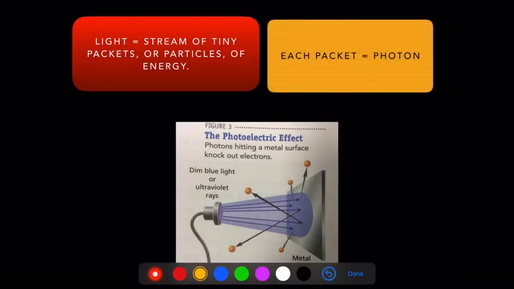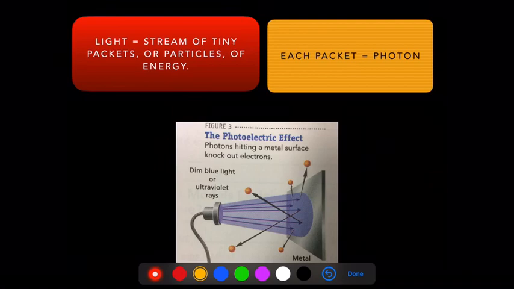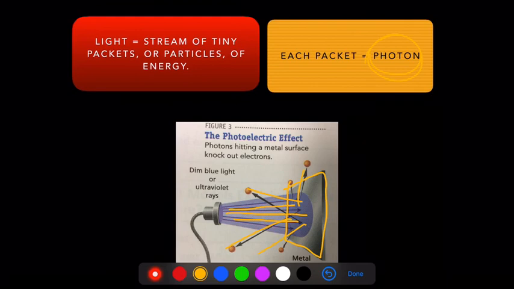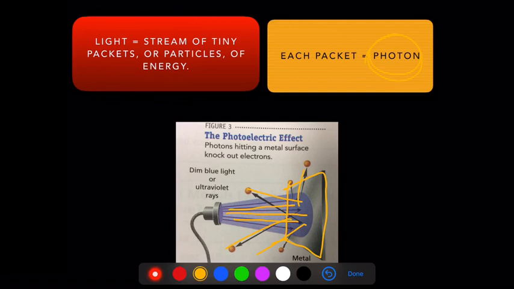Okay, so light is a stream of tiny packets or particles of energy. And each packet, as we said, is a photon. Okay? So what happens is that the light comes here, and here we have this piece of metal, and the electrons bounce back. Okay? And this would be the photoelectric effect, as we saw right now.